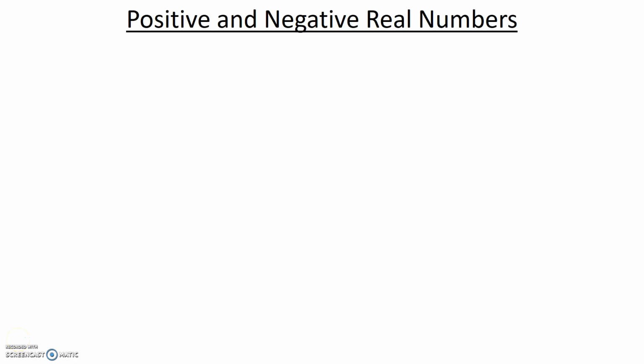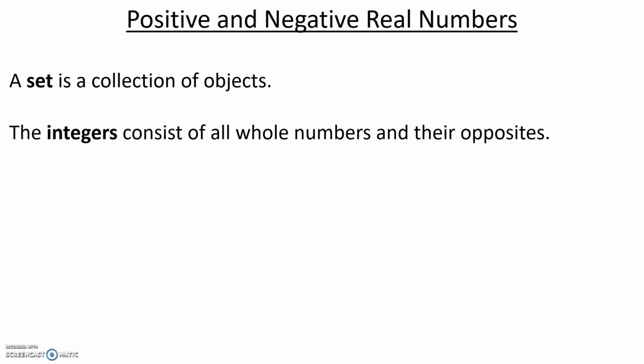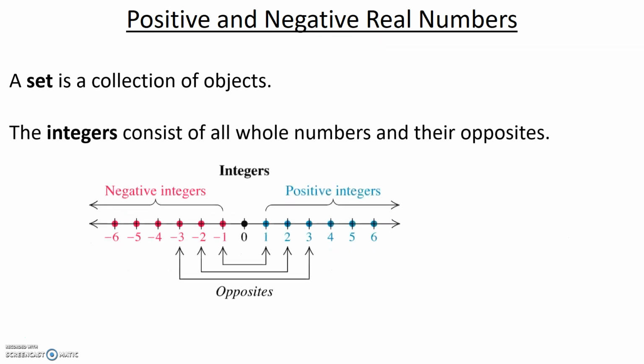In this section, we will be introduced to positive and negative real numbers. Here are some definitions. A set is a collection of objects. The integers consist of all whole numbers and their opposites. Recall that whole numbers are 0, 1, 2, 3, 4, 5, 6, and onwards.